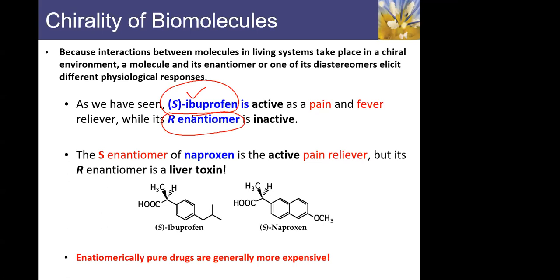It's not always that S is active and R is inactive. You will see that it depends. Sometimes R is active, S is inactive. Sometimes S is active, R is inactive. Sometimes R is a painkiller. It depends on the molecule. Sometimes R is a painkiller and S is carcinogenic, cancer causing. It's not necessarily that the 2 enantiomers are always safe for the body. It depends how they react within the chiral environment in our body.